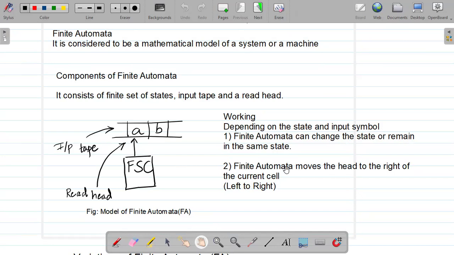Now, finite automata moves the head to the right of the current cell. Once it takes certain input and it has a certain state, based on that certain changes are happening. After that, it will move to the right. So the movement is from left to right. That we should remember, it is from left to right. We cannot come back from right to left. In finite automata, that is the case.